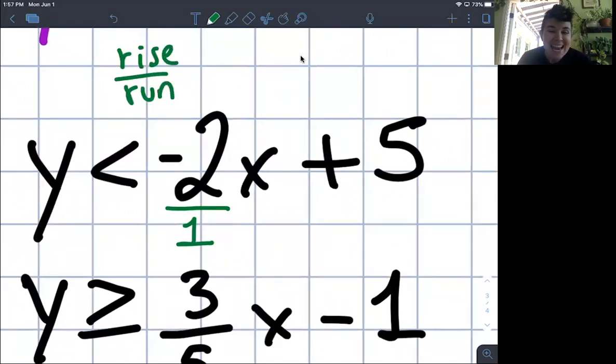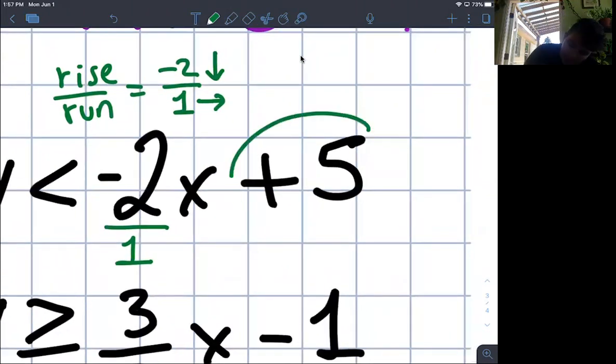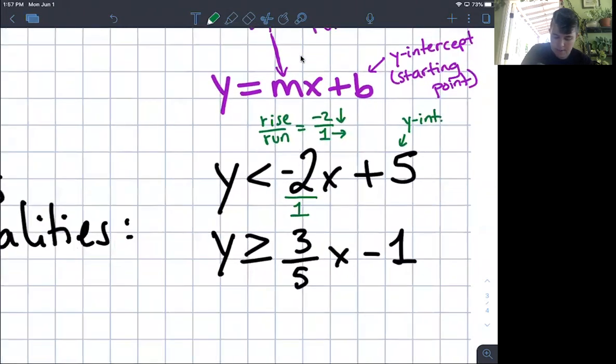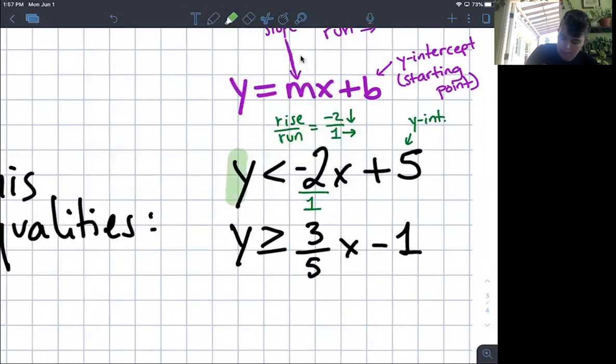Okay, so remember, slope is rise over run. So this is negative 2 over 1. Since it's negative, that means my rise will be headed down. So I'm going to go down 2 and then to the right 1. And then we have positive 5 right here. That positive 5 is my y-intercept, right? So that's where I'm starting my line. So let's go graph this line right here. I'm going to put this line in green, so let's highlight this guy in green.